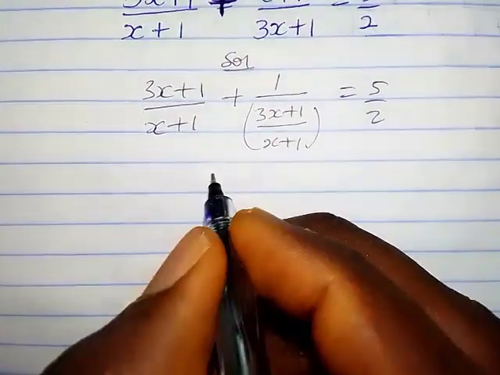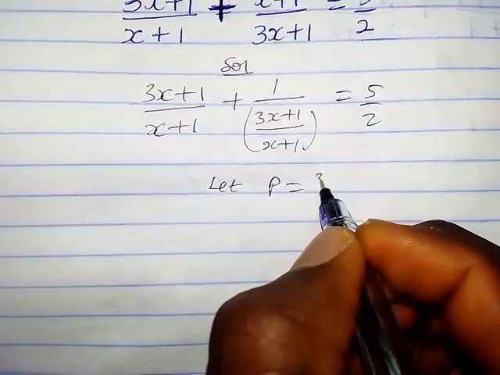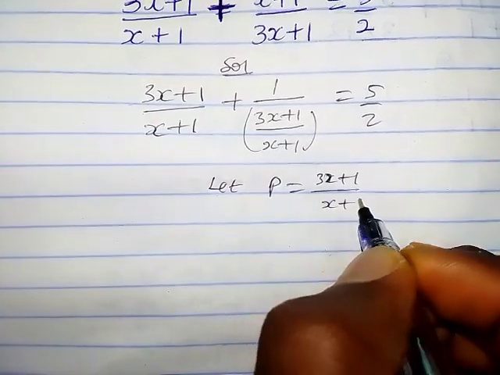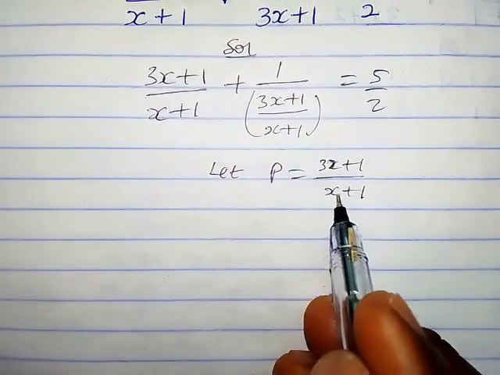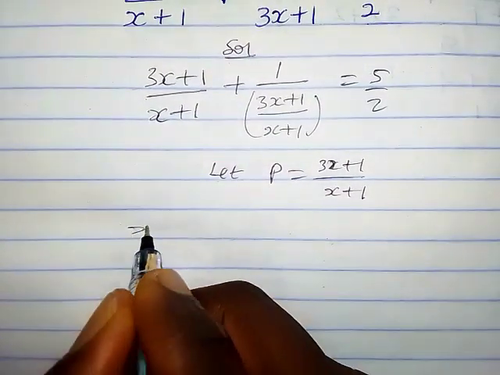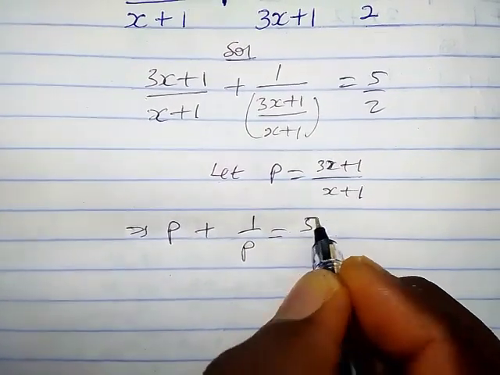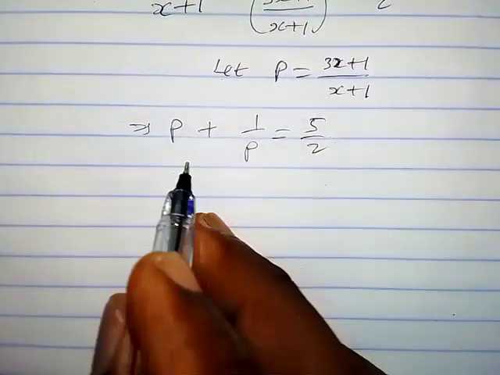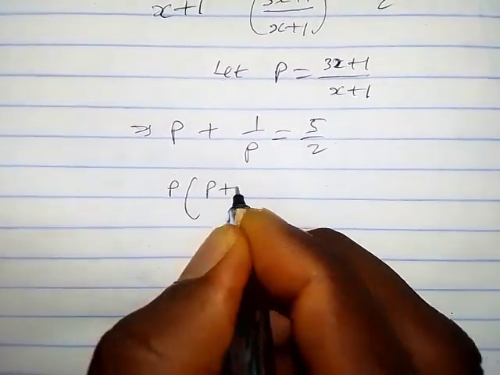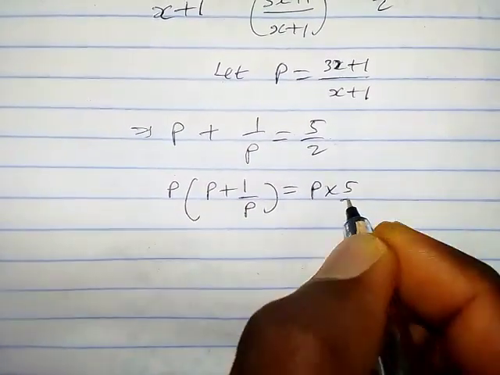So now, let p be equal to 3x plus 1 over x plus 1. So we are going to replace 3x plus 1 over x plus 1 with p. So this implies p plus 1 over p equals 5 over 2. So now let's multiply both sides of this equation by p. So we're going to have p times p plus 1 over p equals p times 5 over 2.